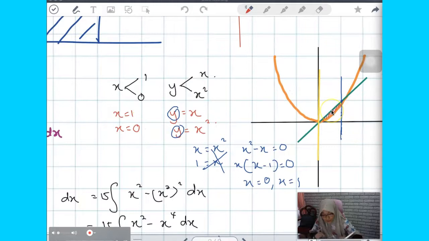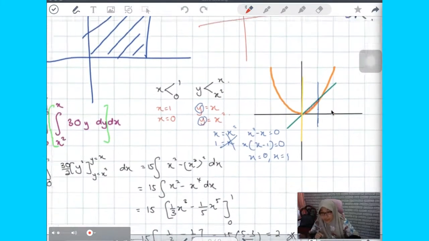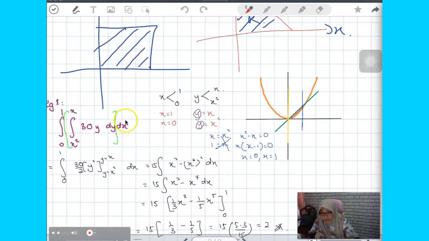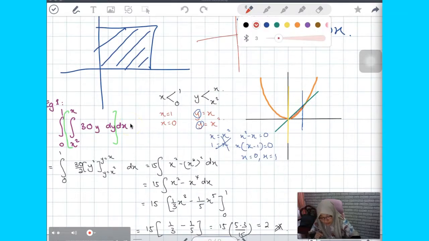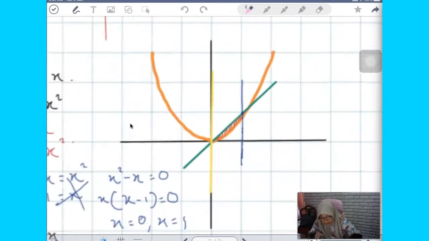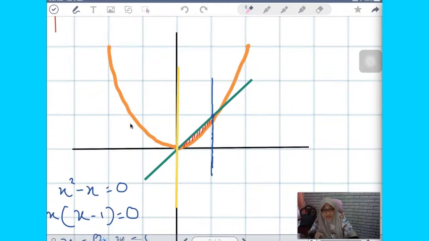So you draw, because as I mentioned before, x is the outside one, then you have the line. What kind of line? Straight vertical line or horizontal line when x is constant? Okay, so when x is constant, this is y, this is x, you should have the vertical line.